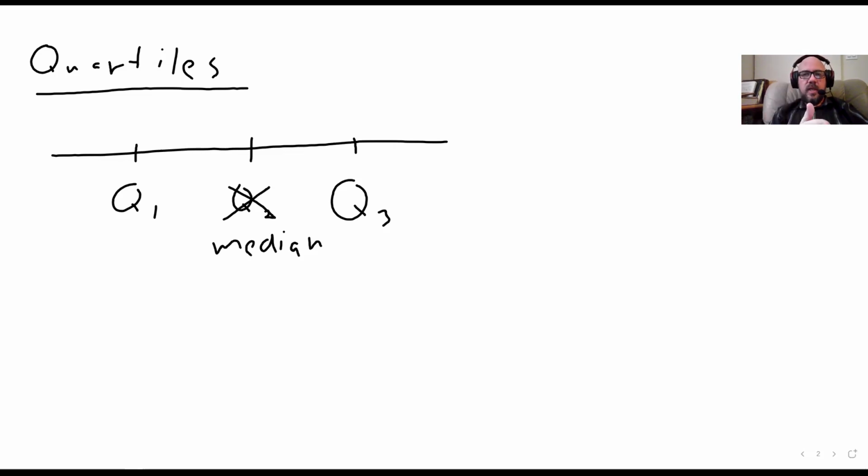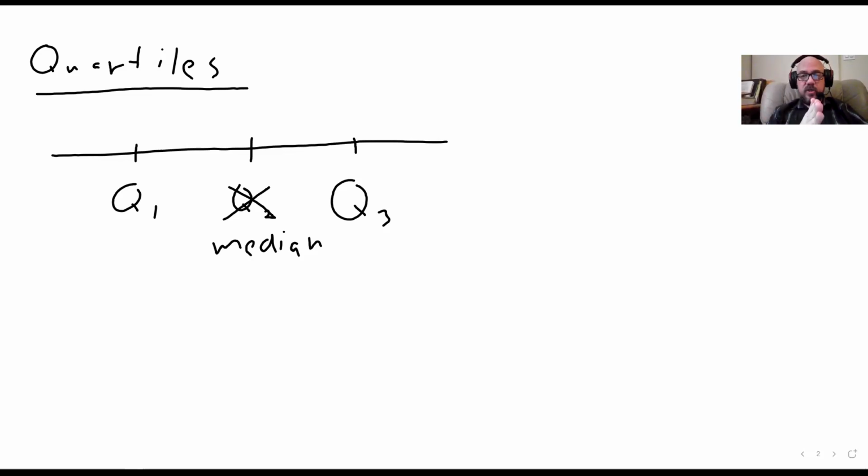The way you want to calculate quartiles is to have your calculator or a computer do it. But if you're doing it by hand, the basic way to calculate quartiles is to calculate the median first, right? Remember the (n+1)/2 formula from the last video.